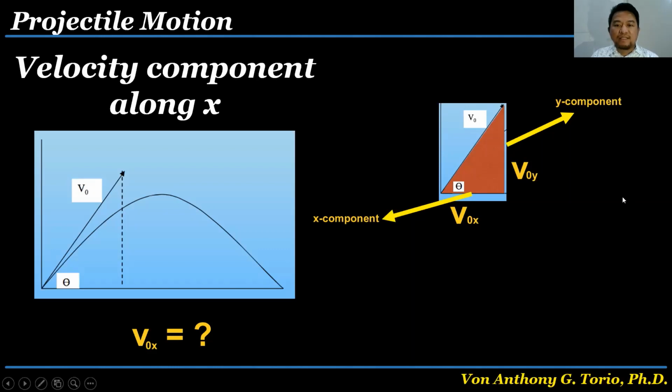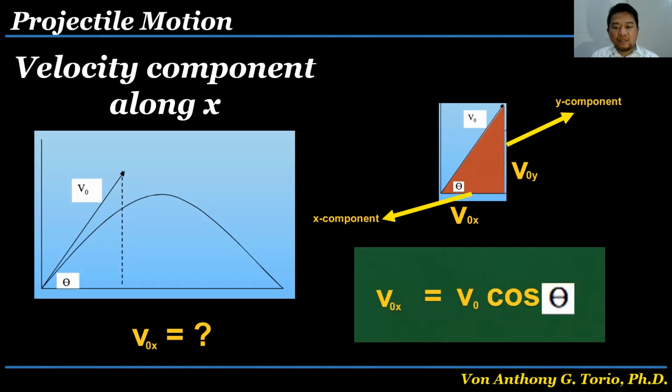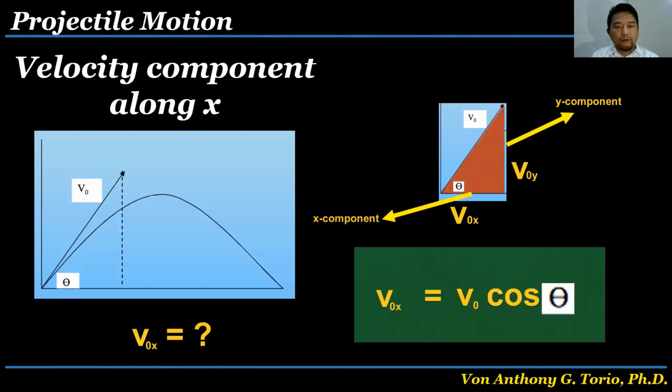Since it's adjacent, the significant trigonometric function that we should be using is cosine. From our recall of trigonometric functions and the mnemonic device SOHCAHTOA, since it's adjacent, that's CAH, that's cosine of the angle theta is equal to adjacent over hypotenuse. Notice that the hypotenuse is represented by the initial velocity here, or v naught. And to calculate v naught x, we have v naught cosine theta.